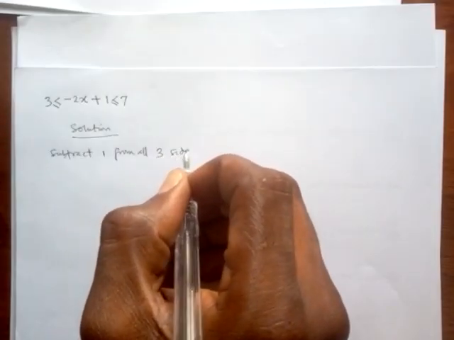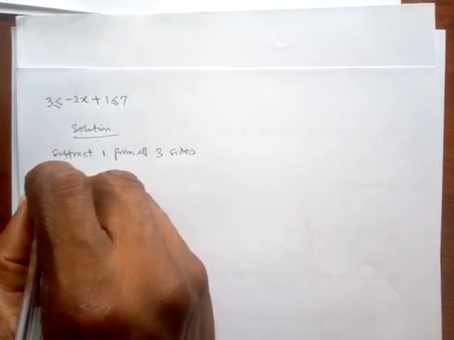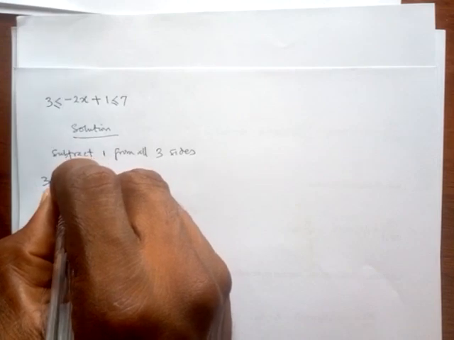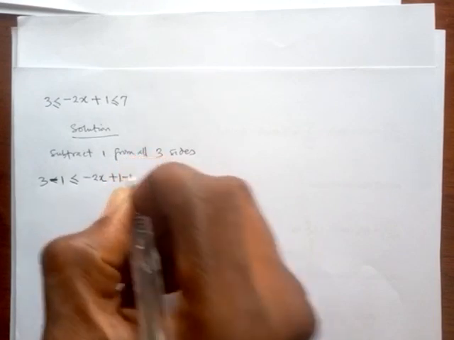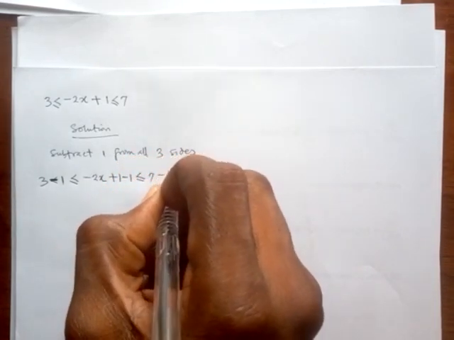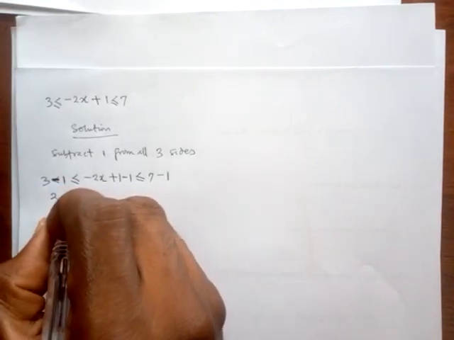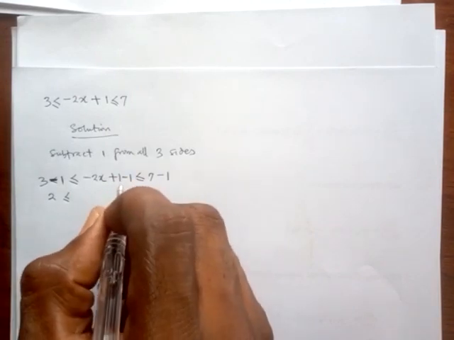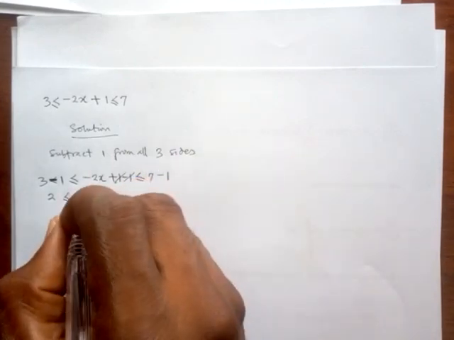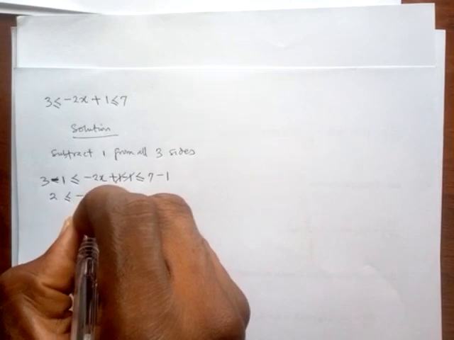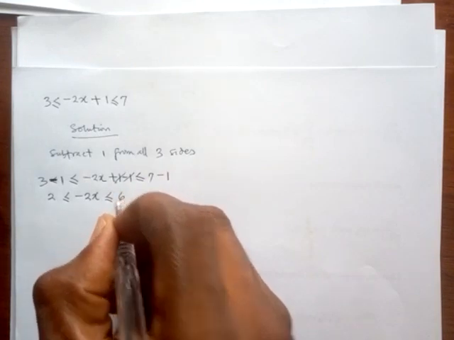All three sides. So in that case, we have 3 minus 1 less than or equal to minus 2x plus 1 minus 1 less than or equal to 7 minus 1. So 3 minus 1 is 2, less than or equal to minus 2x plus 1 minus 1. This will cancel out as 1 minus 1 is 0. We are left with minus 2x less than or equal to 7 minus 1, which is 6.